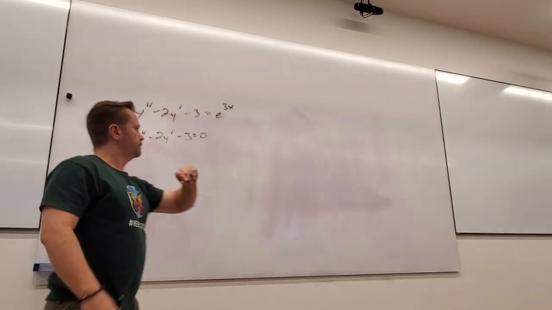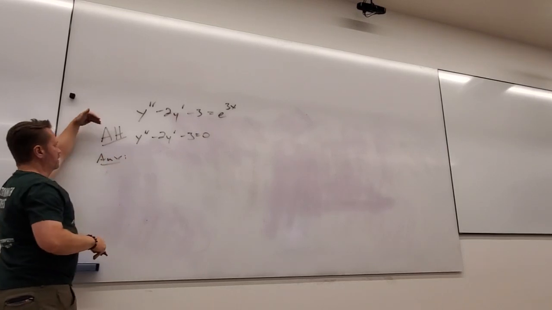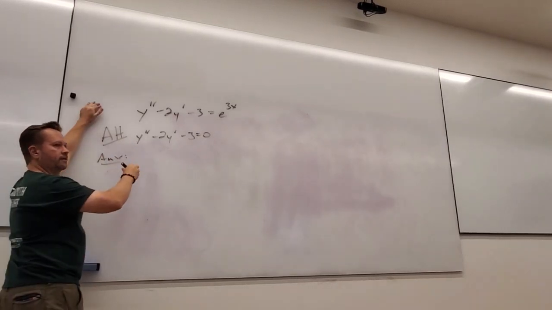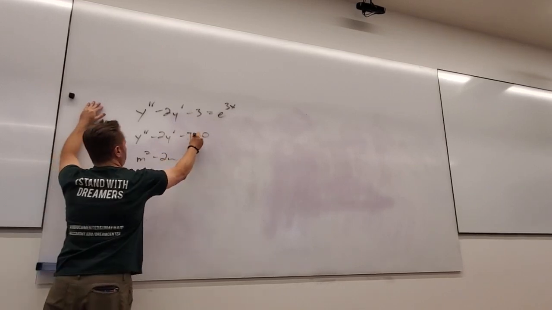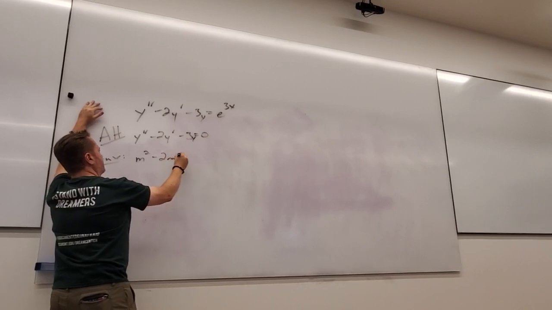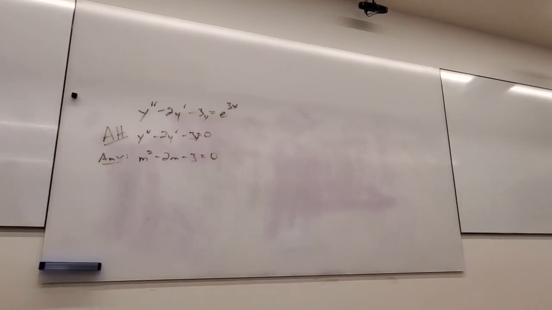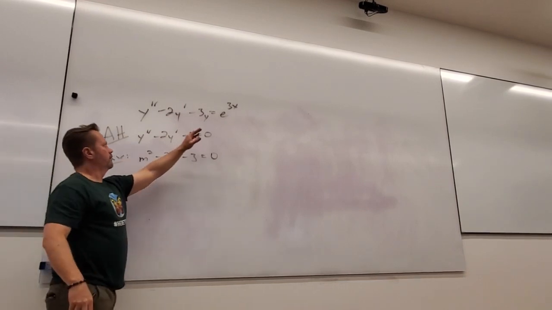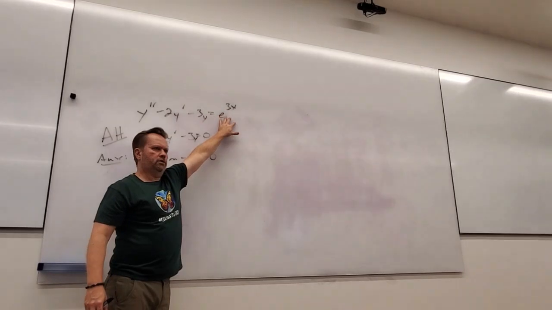You're okay. What's the auxiliary? m squared minus 2m minus 3. I forgot my little y there, sorry. By the way, real quick. If there was no y there, you'd have to add it over, and that would be part of the g of x, right?